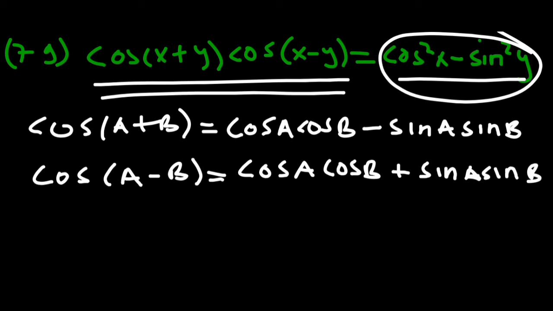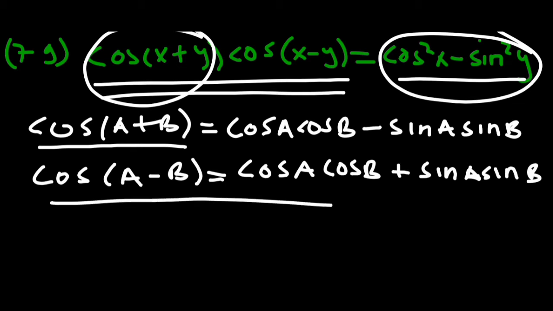When you're dealing with cosine, make sure that the sign switches. If you're dealing with sine, make sure that the function switches, but the sign remains the same. So the sign will be maintained in the sine functions, but the functions will just switch. Here, the sign switches in cosine. For this one, because there is a positive sign between x and y, we are going to use this expression.